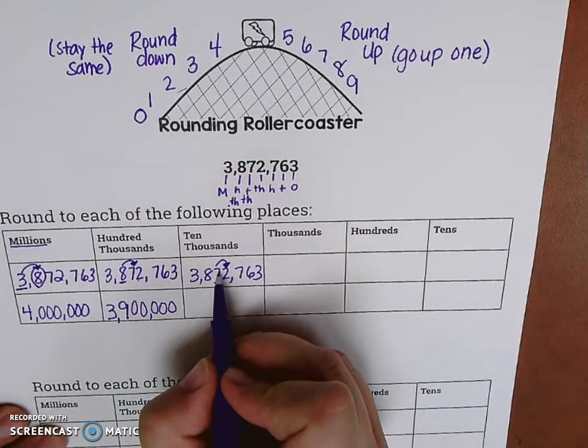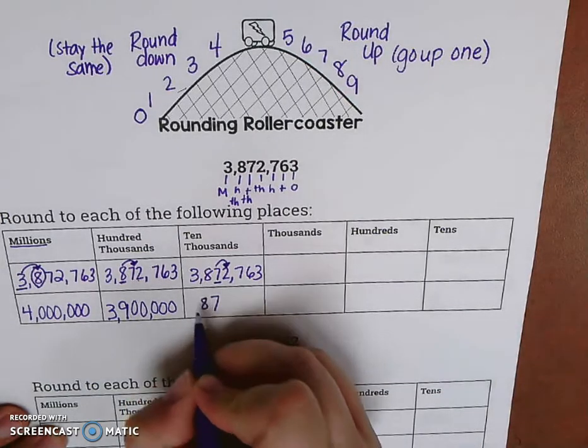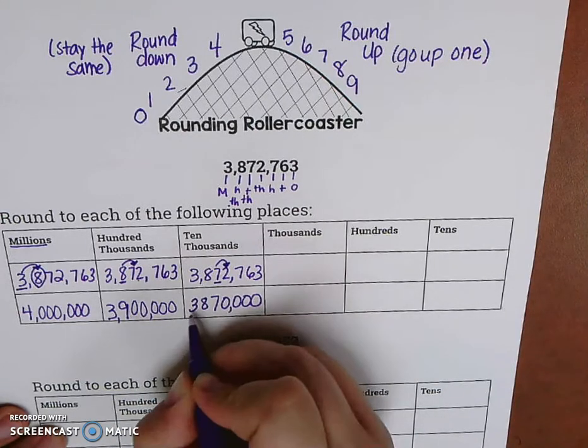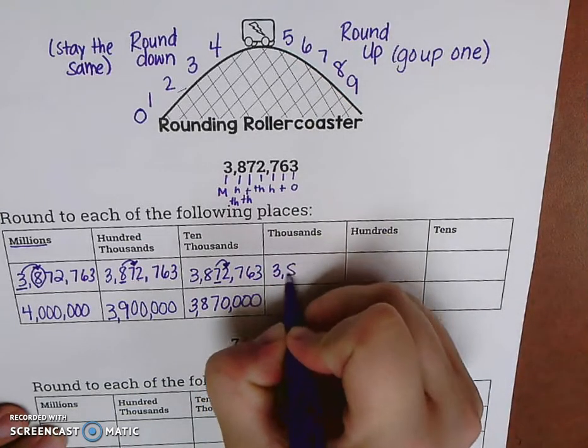So that number in the 10,000 spot, that 7, is going to stay the same. The numbers in front will stay the same. The numbers behind will turn to 0. Okay, let's round to the thousands place.